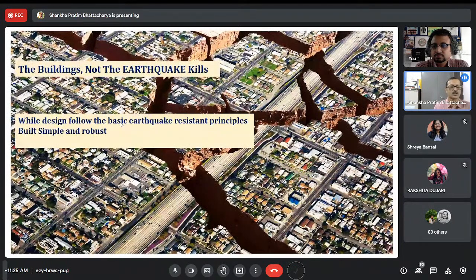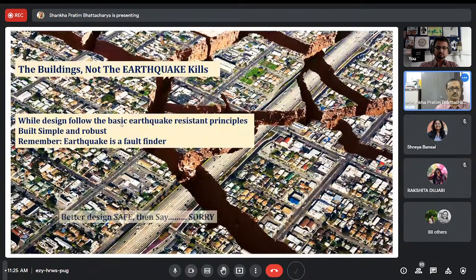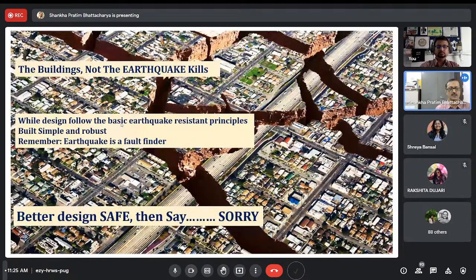Build simple and robust. Remember, earthquake is a fault finder. If you commit some fault today, the earthquake will tell you that you made a fault 20 years before, because the major earthquake will come after 20 years. It will tell that 20 years before, Mr. X, architect X, and structural engineer Y, both of you made this mistake. And finally, better design safe than say sorry. Thank you very much.